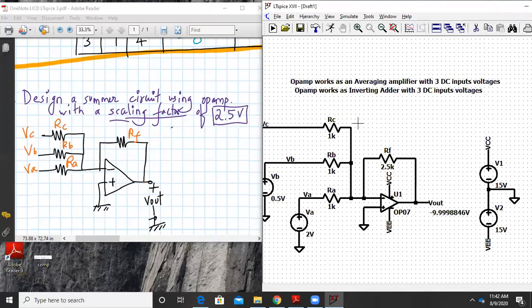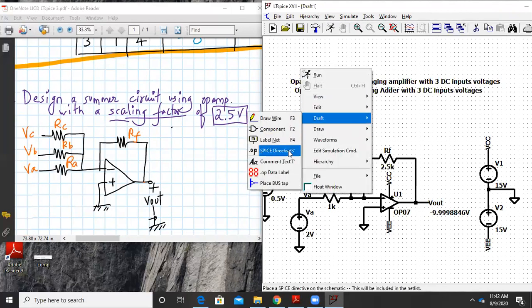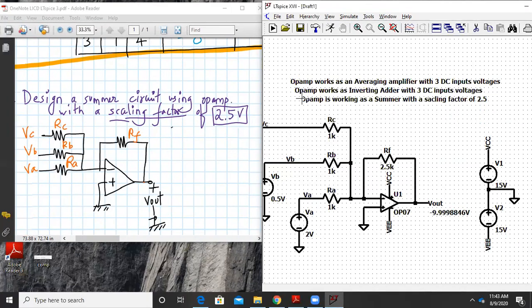So let us write that down over here. I will right click and go to draft. I'll go to comment. So here I will write: op-amp is working as a summer with a scaling factor of 2.5. So it's working very well. So we can add this over here like this.